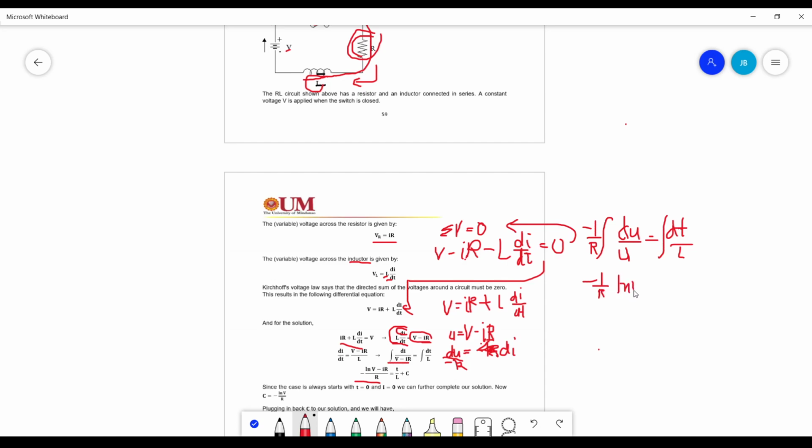So you will now have negative 1 over R ln of u equals, since 1 over L is constant, the integral of dt is t. Your u is V minus IR, so that's negative 1 over R ln of V minus IR, equals t over L plus C. So that is our solution for the differential equation.